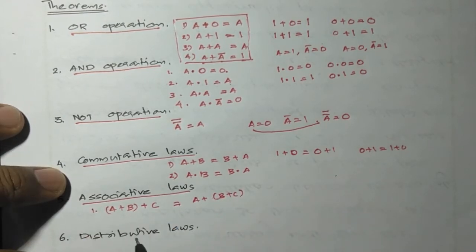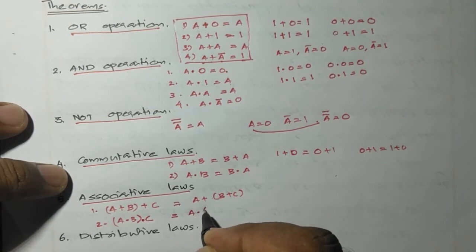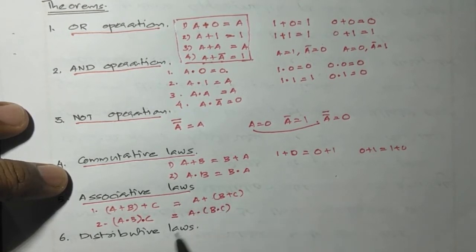And we have a corresponding associative law in AND operation, and it is like this. A and B and C could be written as A and B and C.